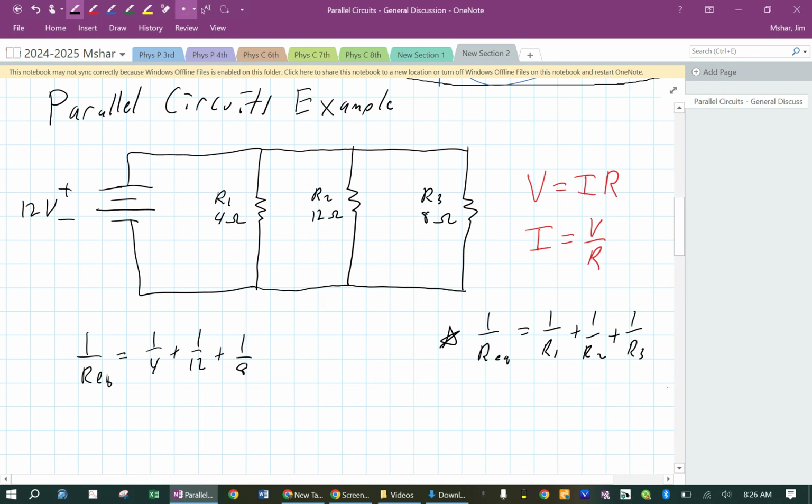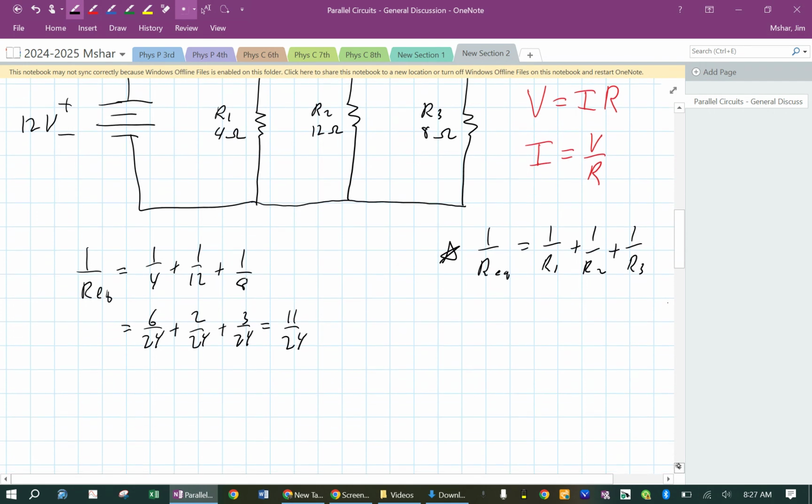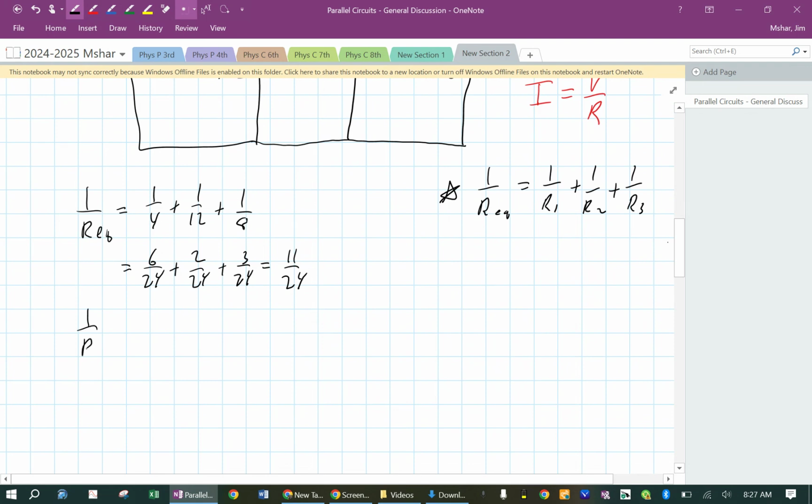Okay. Now, if you have easy fractions, it might just be as easy to go ahead and get common denominators and add them up. So the common denominator of 1/4, 1/12, and 1/8 would be 1/24. So this would be 6 over 24 plus 2 over 24 plus 3 over 24, which adds to 11 over 24. That's 1 over REQ, so don't forget to flip. So 1 over REQ is 11 over 24, so REQ is 24 over 11. Make sure you flip that.